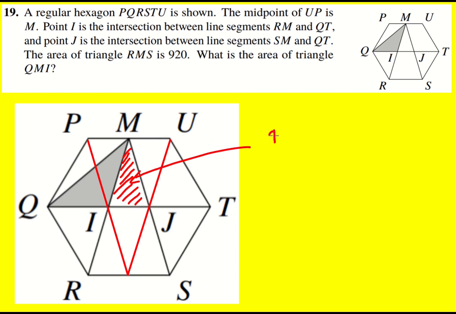Actually, it's going to be 920 divided by 4. Okay, I'm just going to actually divide both by 2. 460 divided by 2, 230 is that red triangle. That red triangle seems to be quite strongly related to the shaded triangle that I'm interested in because they have the same height. So all I need to do is work out the ratio of their bases.